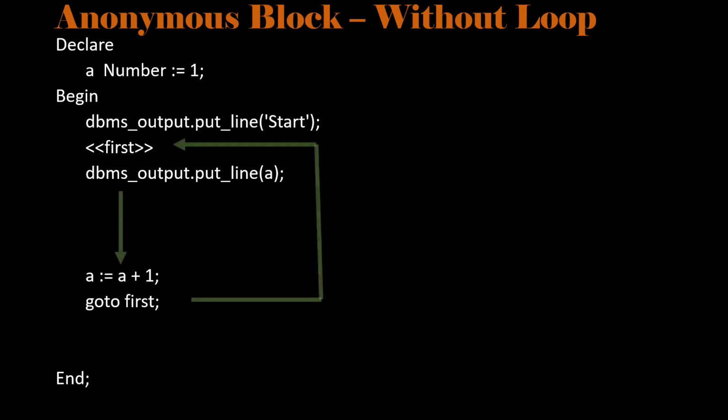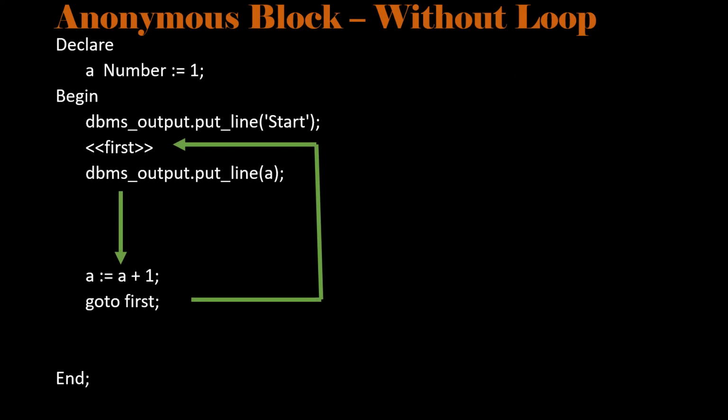So if you execute this block, first of all, start will be printed on the console. After that, A has 1, so 1 will be printed. As we are incrementing with 1, A has A plus 1, so now A will have 2. Go to first, it will go to first, and again it will print 2. Now A has 2, we are incrementing 2 plus 1, now A has 3. Go to first. So it's an iteration process, so n number of values will be printed on the console.